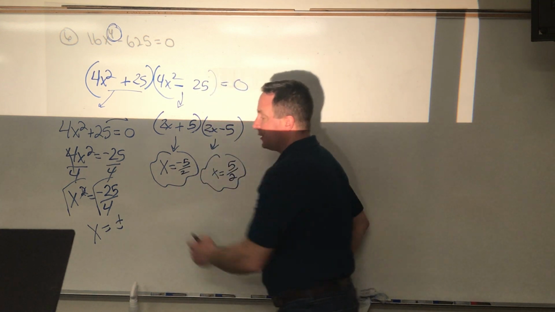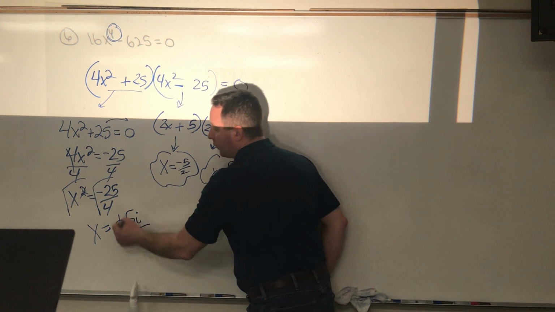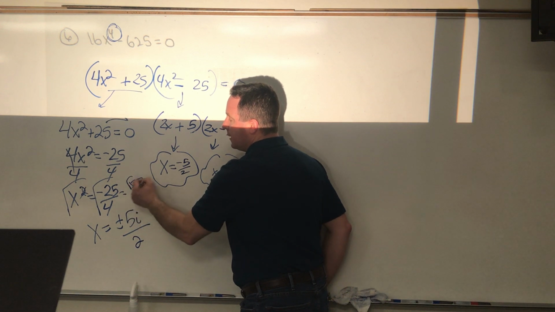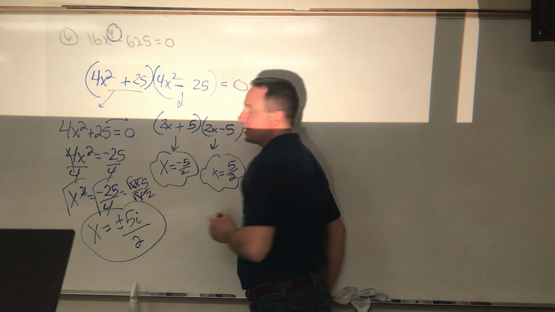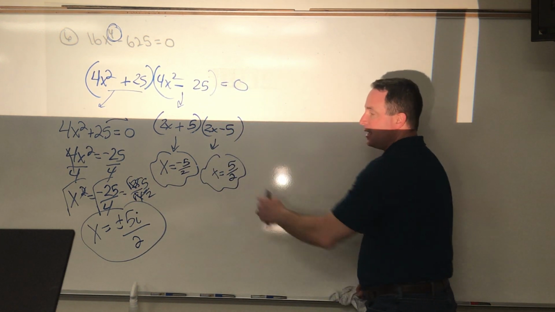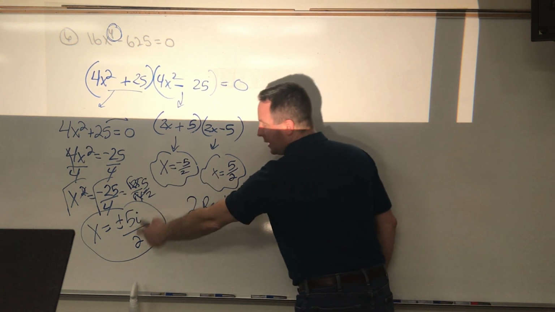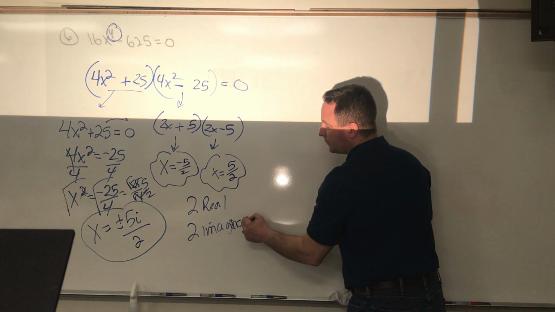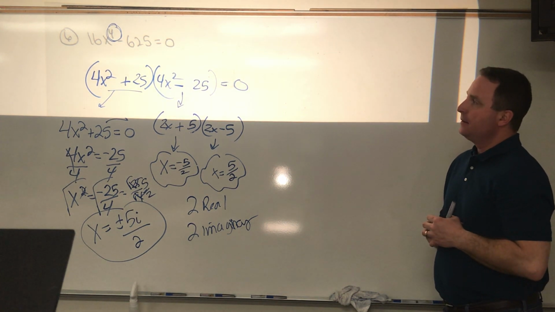And when I square root the fraction, the square root of negative 25 is 5i over the square root of 4 is 2. And again, maybe I should have done this: 25 over 4 is 5 over 2, but there's an i in it because it's negative. So I have 1, 2, 3, 4 solutions. And how many of each kind? Well, these 2 guys up here, these are the 2 real solutions. And these 2 are 2 imaginary solutions.